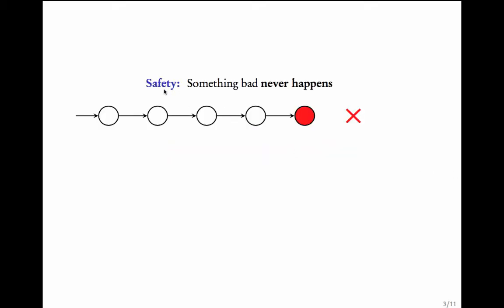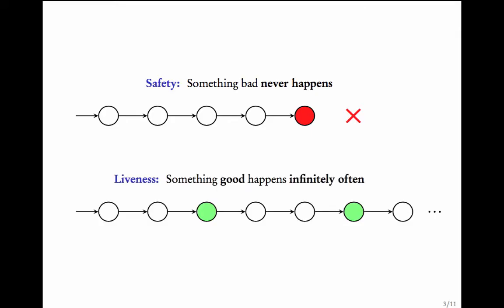As I said, a safety property ensures that something bad never happens. In particular, for a safety property, there is a set of bad prefixes that it avoids. A liveness property comes with a different flavor. A liveness property says that something good happens infinitely often. Here, for example, the good is the green state. The liveness says that the green state appears infinitely often. We will see examples.